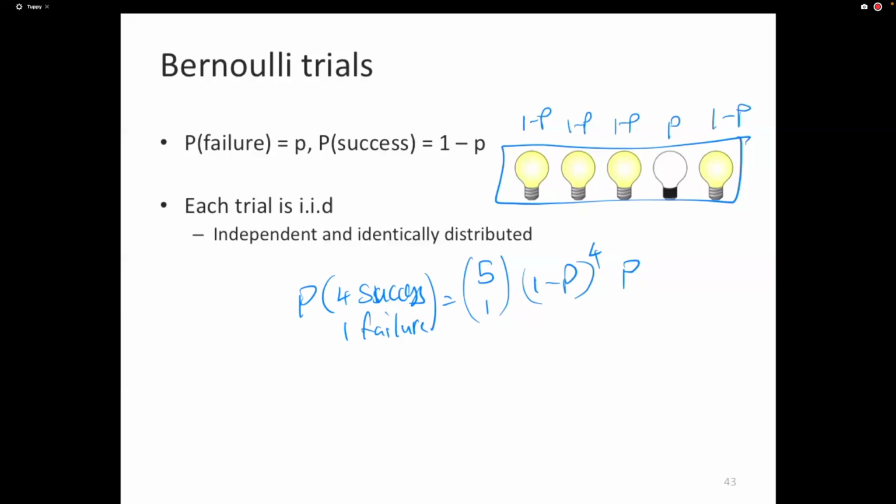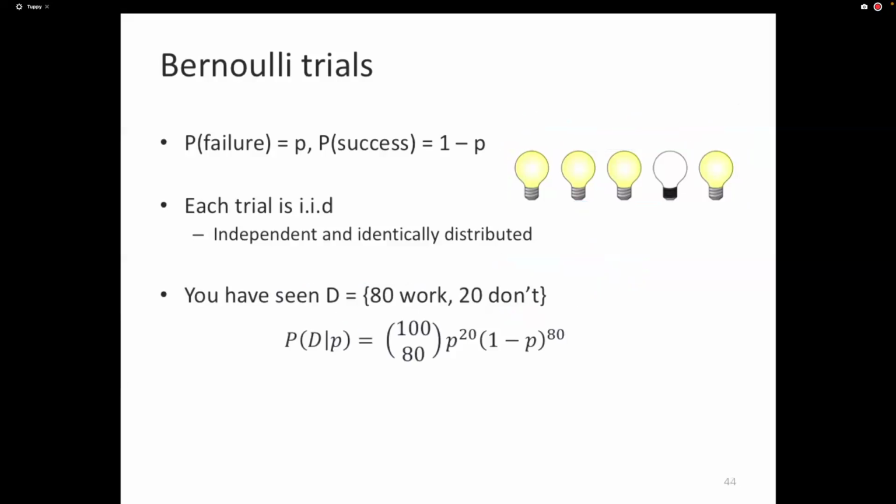Let's generalize this. Let's look at the example that we had. We have a data set with 80 successes and 20 failures. Those 80 successes could be anywhere inside the 100 trials. So the probability of the data, D, given the hypothesis P, is 100 choose 80 times P to the power 20, where P is the probability of failure, and 1 minus P to the power 80.